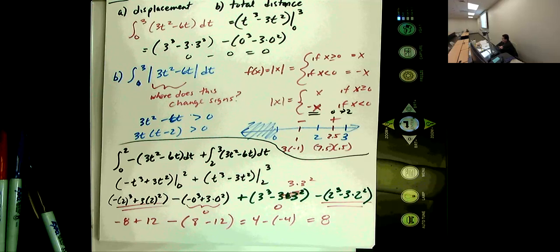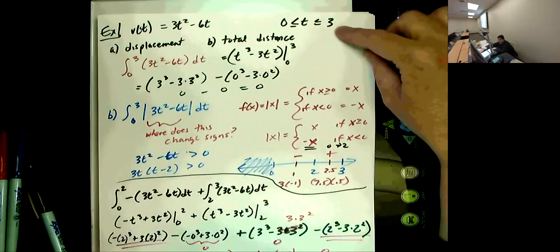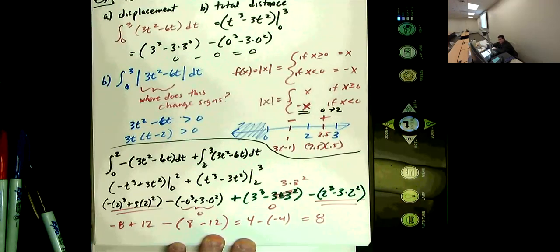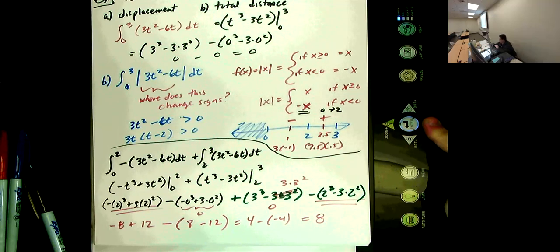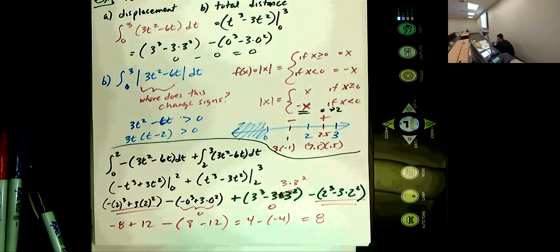Yeah. Wait, was our starting position 3? Or was it 0? 0. We're doing from 0 to 3. Okay. Well, our starting time. We didn't actually say where it started. We just were saying how much has it moved.